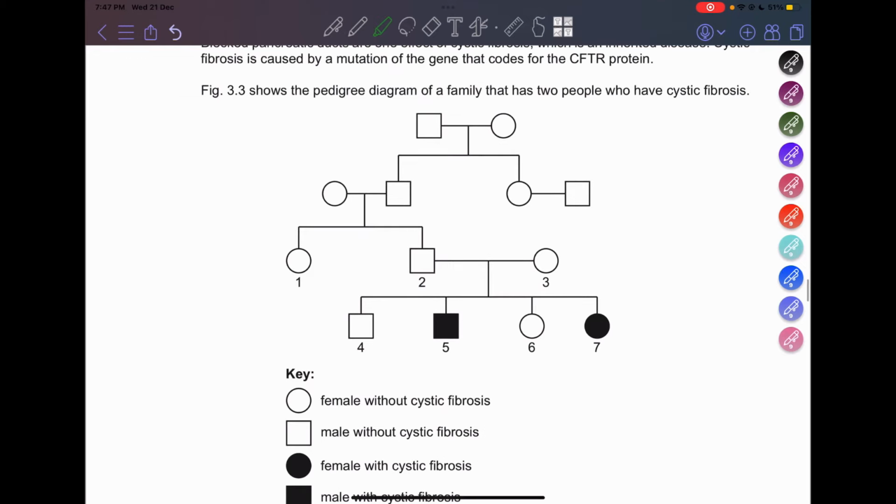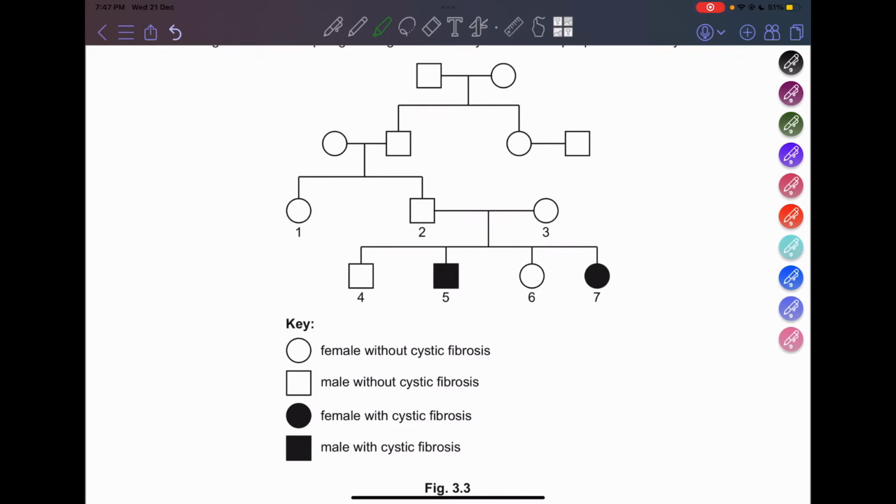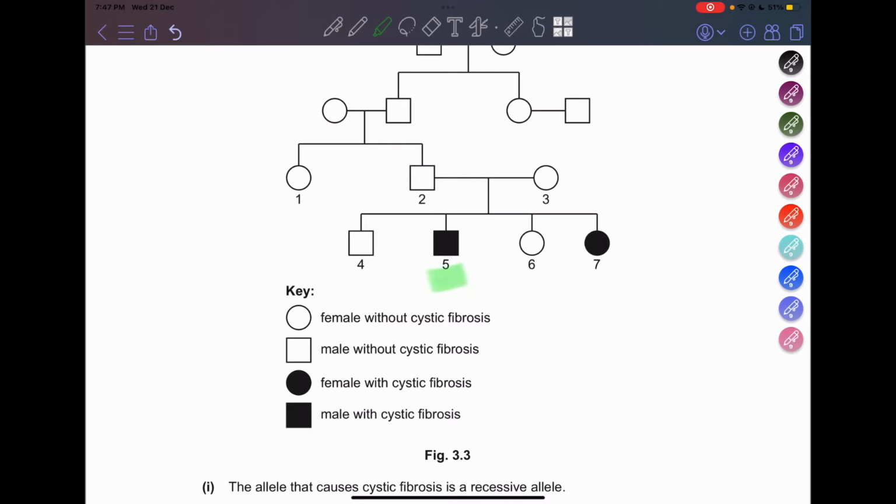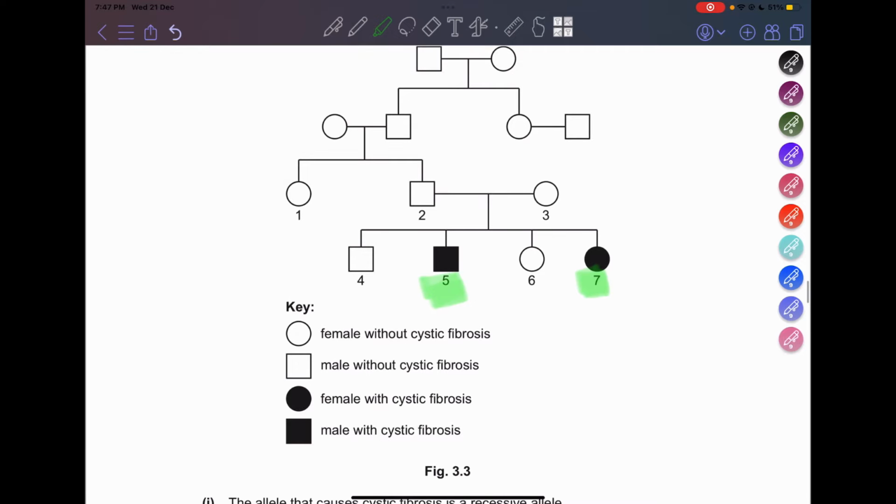So over here, we can see that there are two people in this whole family tree that have cystic fibrosis, and these kids are siblings. They come from parents that don't have cystic fibrosis symptoms. So the parents of 5 and 7, the kids that have cystic fibrosis, actually do not have cystic fibrosis themselves. So we know that this is caused by a recessive allele.